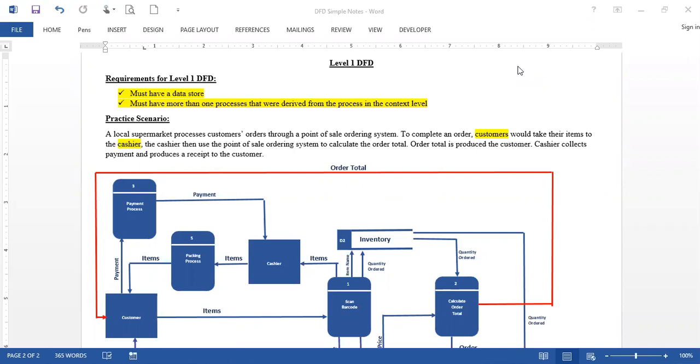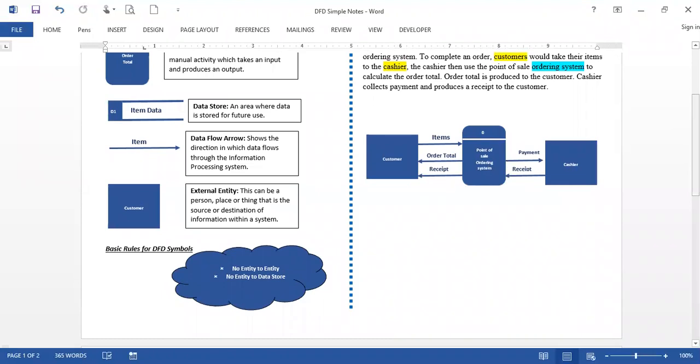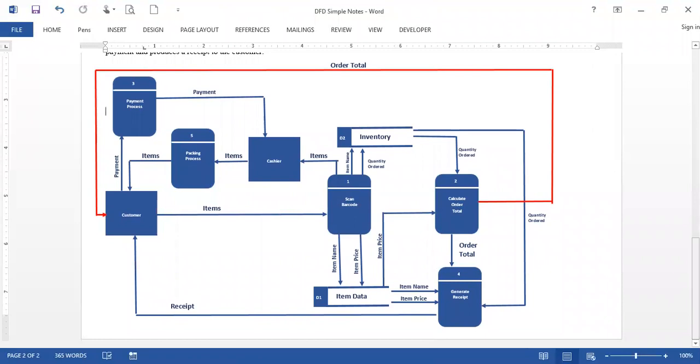So let us first look at the two main rules that we must follow when developing level 1 DFD. It must have a data store. It must have more than one process, and the processes that are in the level 1 DFD must be derived from the context level. So in the context level DFD, we had point of sale ordering system. So in our level 1 DFD, we're going to try to identify all the sub processes, which is like all the little mini processes that are involved in the order system.